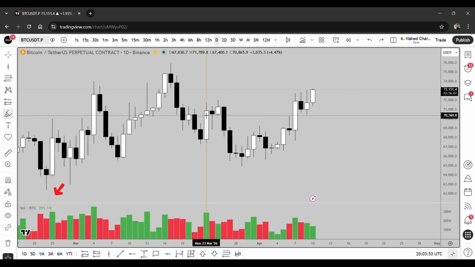You can see in that corner of volume, it's going to show 291.1K. That doesn't mean $291,000. That means 291.1 thousand Bitcoin have transacted or exchanged hands throughout this window of time.